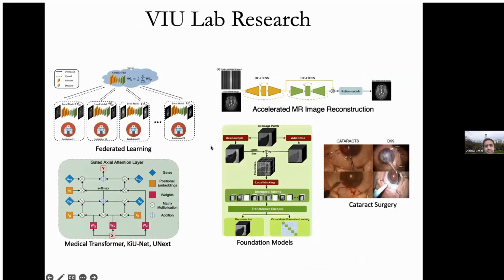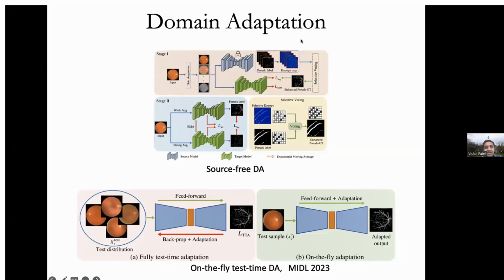Another important topic is adaptation, right? So you train an algorithm on one particular distribution, and when you test it, there is a dataset bias. How do you deal with that? It's a very important problem in medical imaging applications, especially when you have point of care applications.